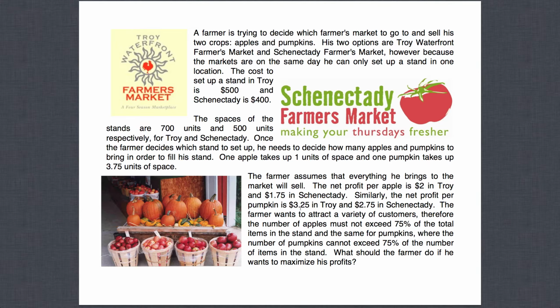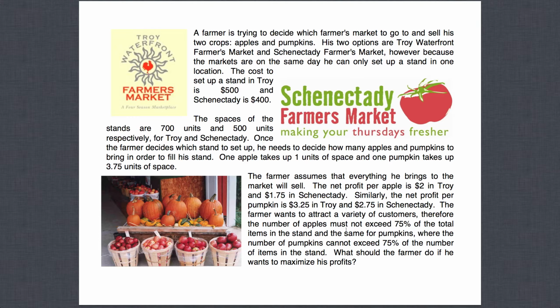of space. Here we say that the farmer assumes everything he brings to his stand he's going to sell, and he sells them at different prices based off of his location, so therefore his net profit is different. So for an apple, in Troy he earns $2, and in Schenectady he earns $1.75. Similarly, for a pumpkin, he earns $3.25 in Troy and $2.75 in Schenectady.